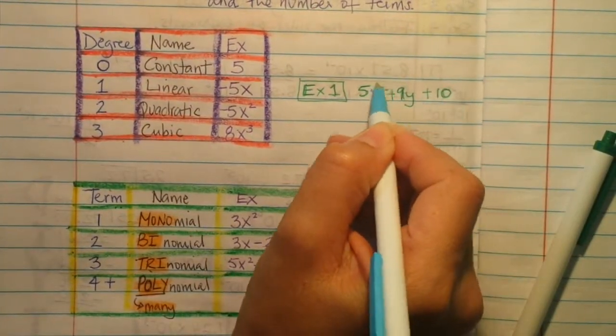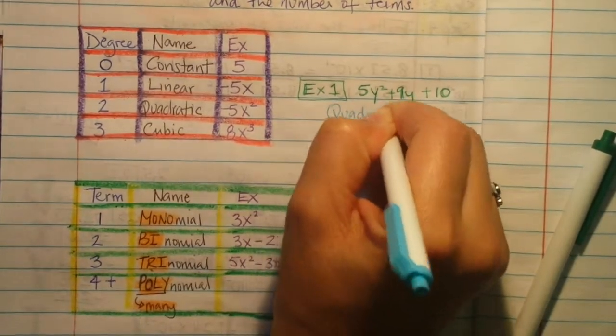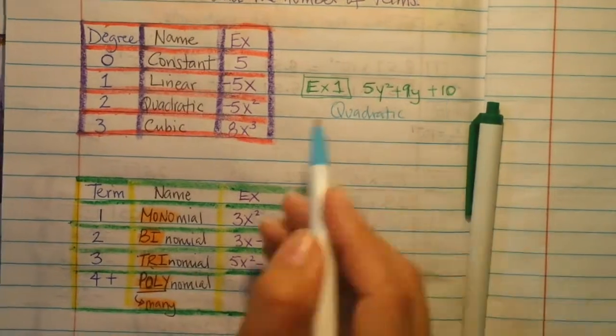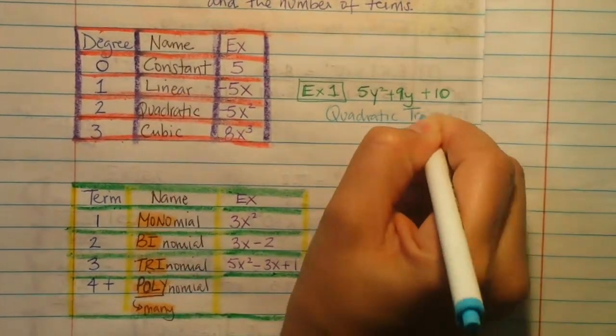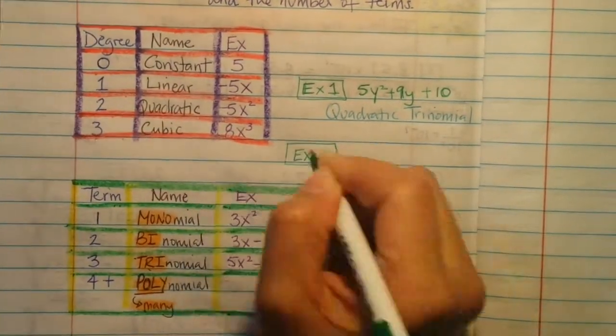Looking at the first example, it has a degree of 2, so it's a quadratic. The degree is just the exponent. How many terms does it have? 3. So it's a trinomial, a quadratic trinomial, because it has 3 things and the exponent is 2.